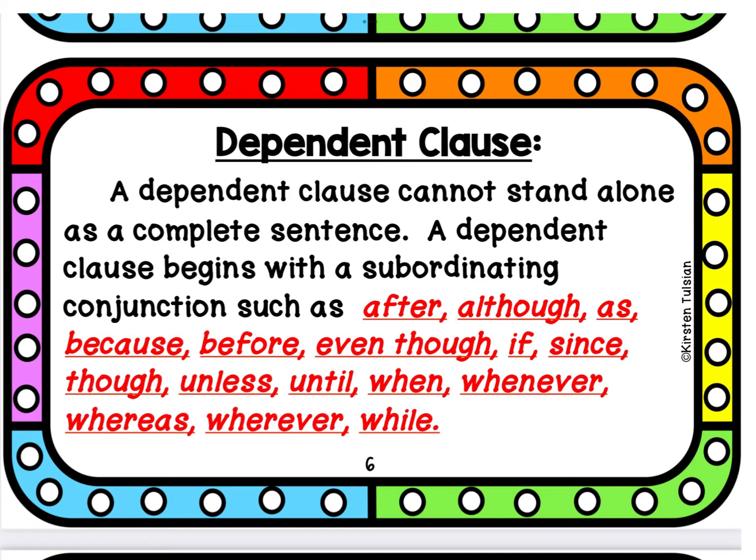But the dependent clause begins with the subordinating conjunction, and that's what we're talking about today. I've got here on this slide in red several of the subordinating conjunctions. And that's what you need to look for to find your dependent clause, because they will start with these words. So we have after, although, as, because, before, even though, if, since, though, unless, until, when, whenever, whereas, wherever, and while. Look for these words to signal that you have a dependent clause.